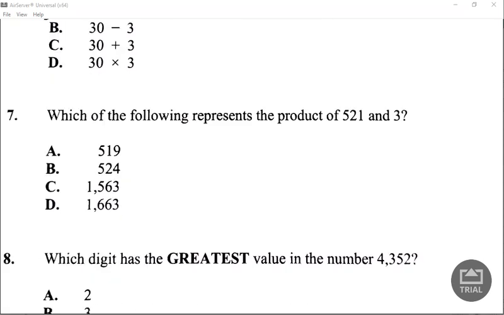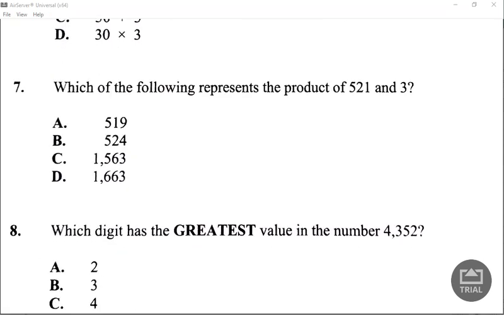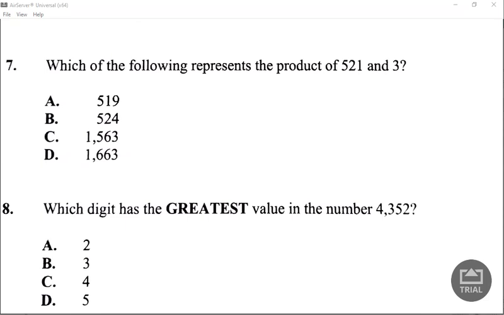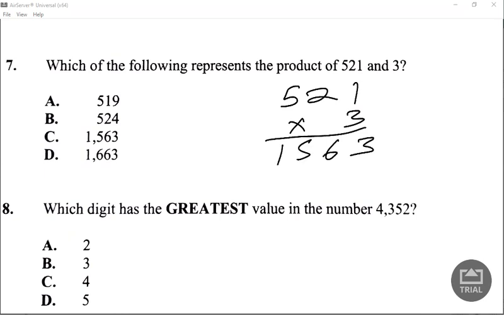Number 7 says, which of the following represent the product of 521 and 3? Now, product means to multiply. So all we have to do is just multiply 521 by 3. It's 3 1s 3, 3 2s 6, 3 5s 15. So that's 1,563, which leaves us with C.